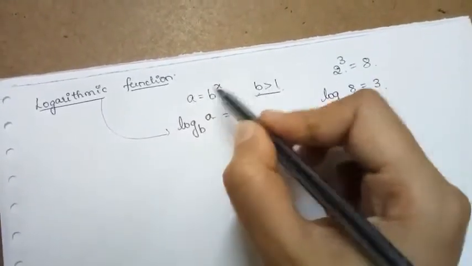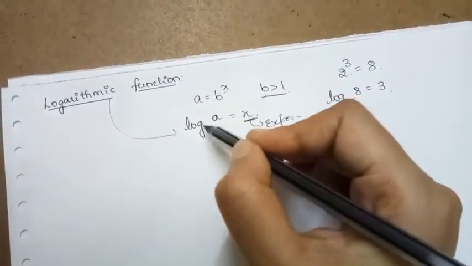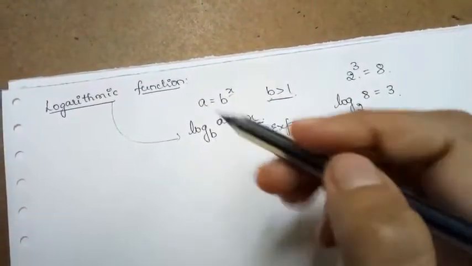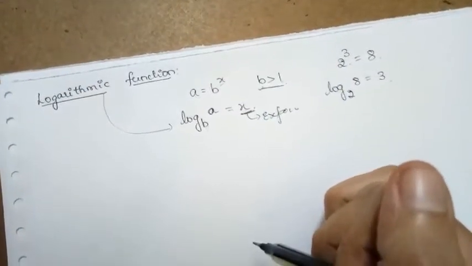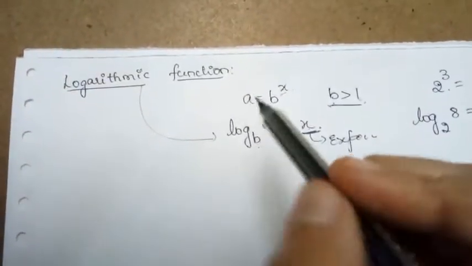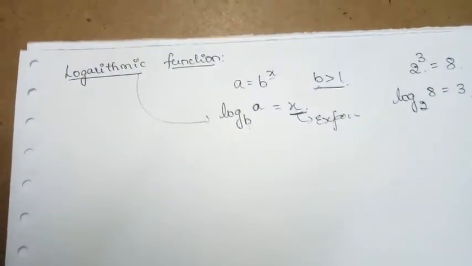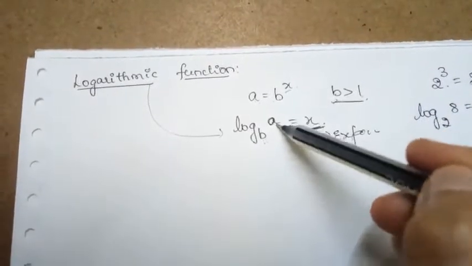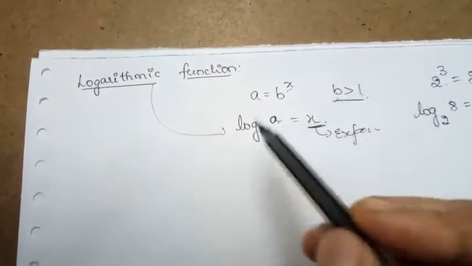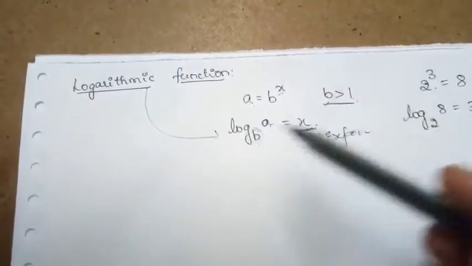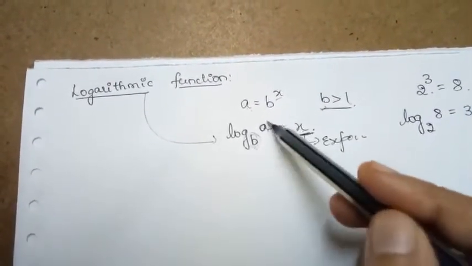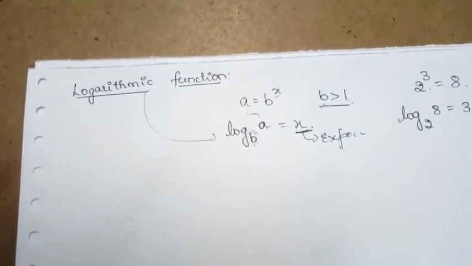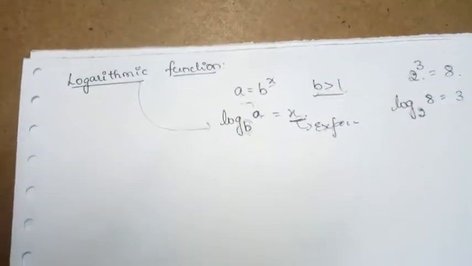So when b is greater than 0 and a is equal to b power x, then log to the base b of a is equal to x. This is what the logarithmic function is saying. Clearly, the logarithmic function gives the exponent of any number on a given base, where the base is mentioned. So upon the given base we get the exponent of any number. This is what the logarithmic function gives us.